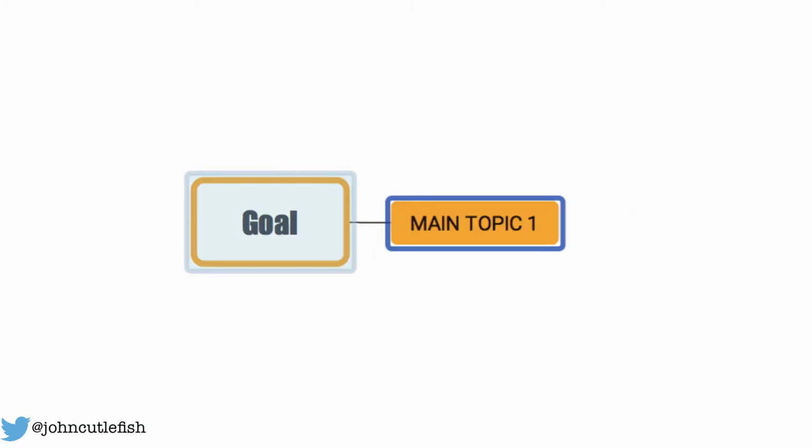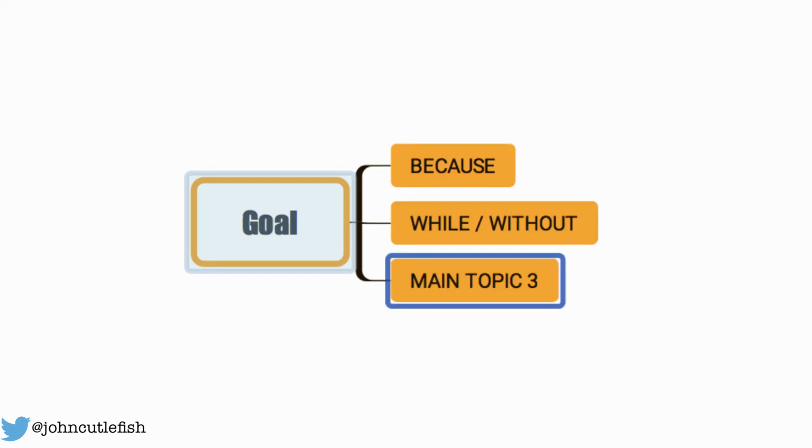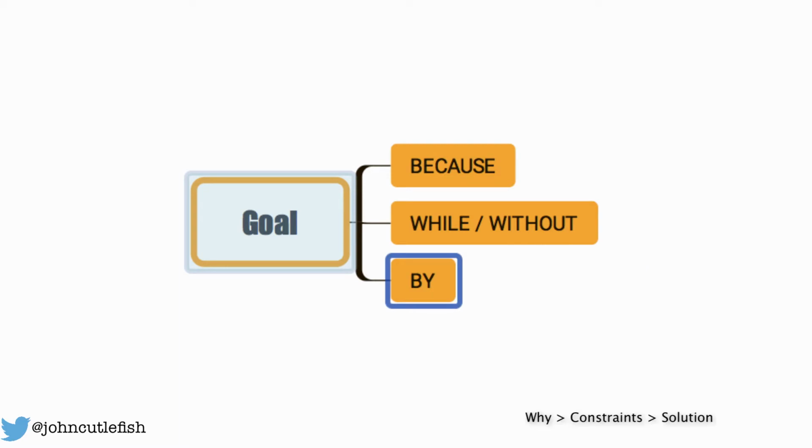So first, a very simple overview. You've got some kind of goal. And with most goals, you're doing it for a reason, a why. Now, during your quest for that goal, you'll have things that you think you need to do and things that you think you shouldn't need to do. So let's just call this while without. And finally, you have a solution in mind, and let's call this by. So you have a goal, a because, some things you might need to do or not need to do while you're doing it, and a solution in mind.